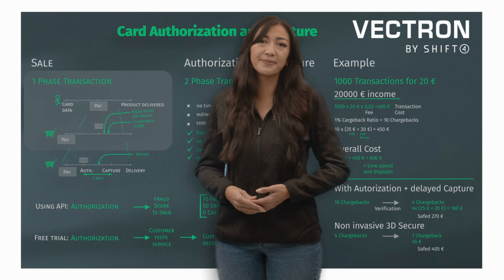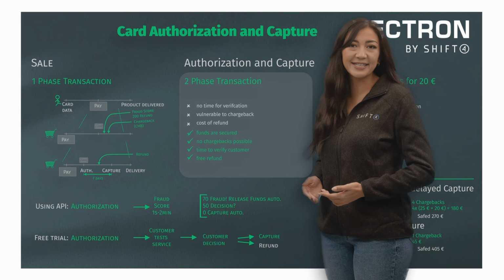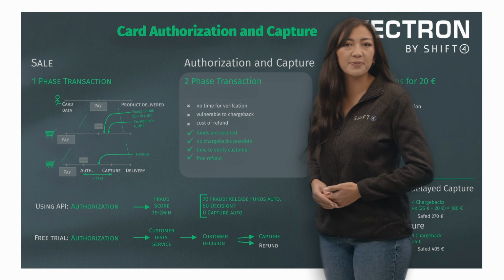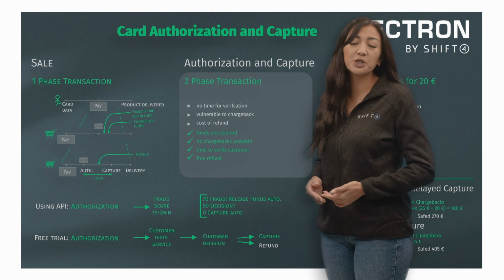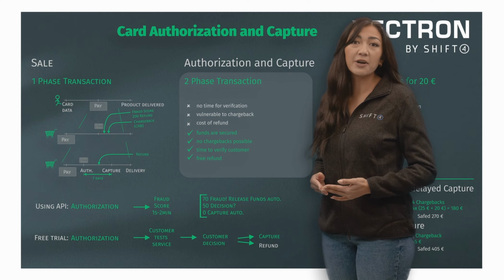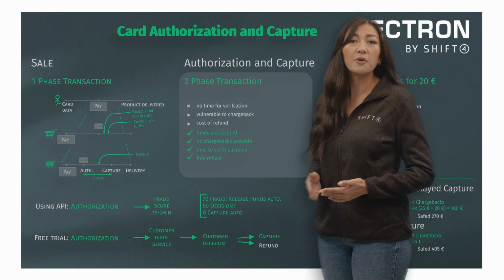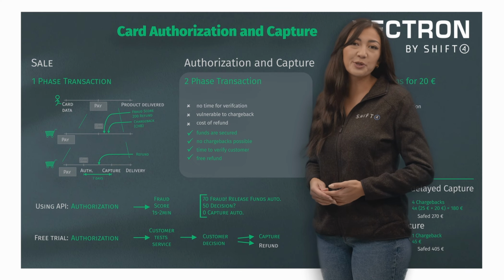costs for refunds. Now that you are aware of some risks associated with one-step transactions, let's discuss the two-step approach, also known as authorization and capture, which gives merchants extra security. In a two-step transaction, authorization occurs first, followed by verification and later the capture of funds. Here you can see how the process works.